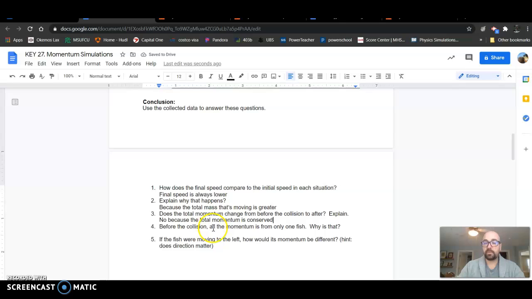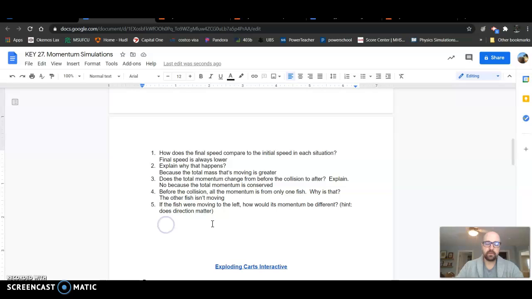Before the collision, all the momentum is from only one fish. Why is that? That's because the other fish isn't moving. So because it wasn't moving, it has zero momentum. If the fish were moving to the left, how would its momentum be different? In that case, the momentum would be negative, because direction matters.